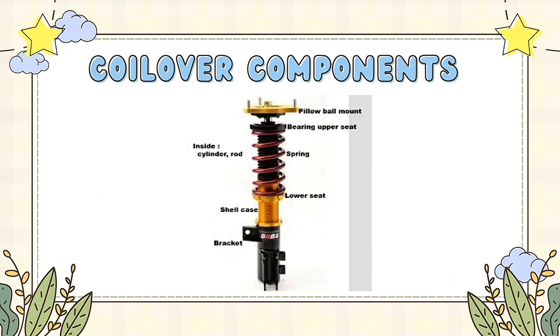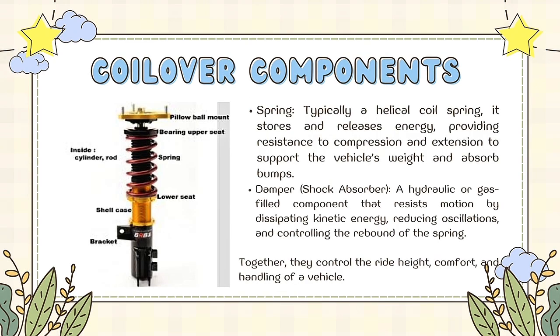This is the diagram of the coilover component. It consists of two main components. First, the spring, typically a helical coil spring. It stores and releases energy, providing resistance to compression and extension to support the vehicle's weight and absorb bumps. Secondly, the damper or shock absorber, a hydraulic or gas-filled component that resists motion by dissipating kinetic energy, reducing oscillations, and controlling the rebound of the spring.